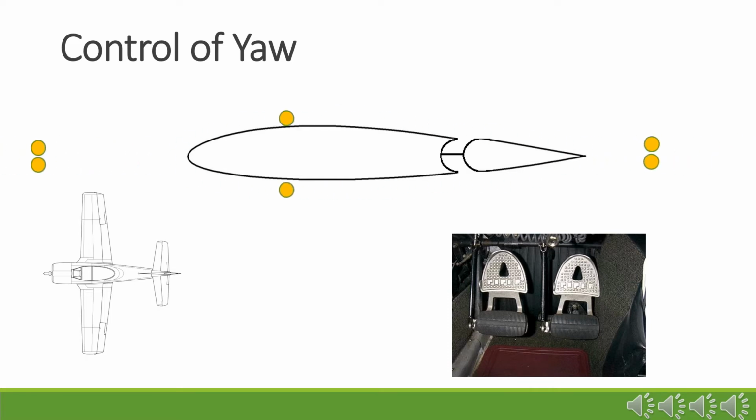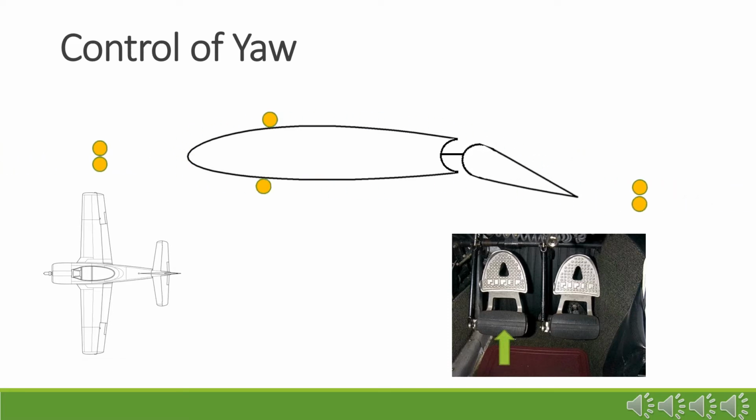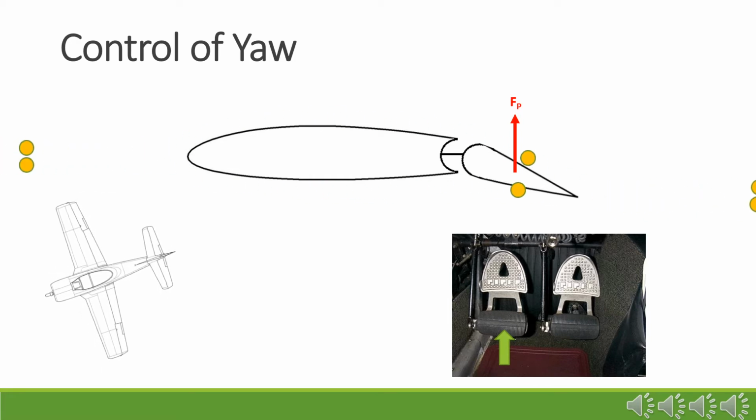By pushing the left rudder pedal, the rudder is rotated in a clockwise direction. The normal, drag, and perpendicular forces are applied, with a perpendicular force pushing the tail in a counterclockwise direction, which causes the aircraft to turn to the left.